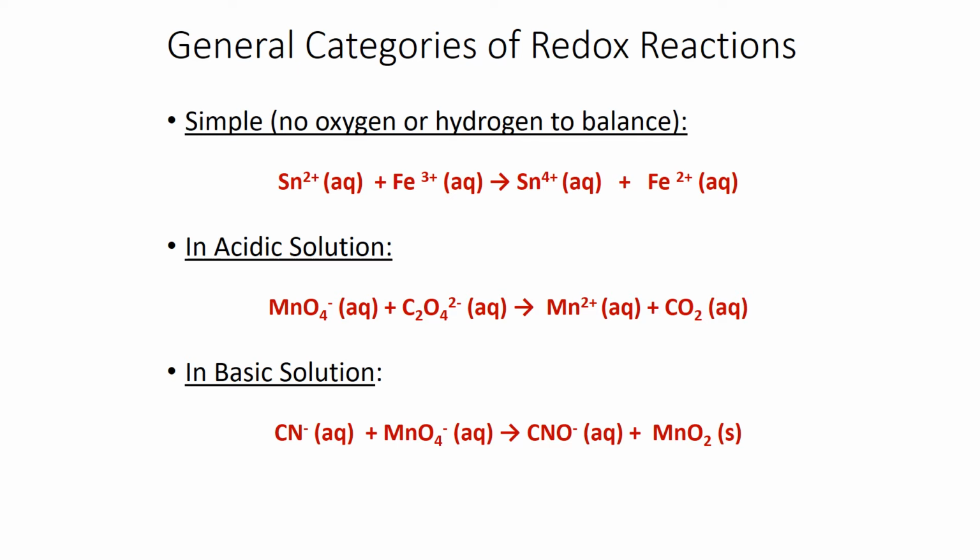In previous videos, you learned how to balance simple redox reactions, ones that don't contain oxygen or hydrogen, following the general steps for balancing. And those involve separating your net reaction into two half reactions, balancing the half reactions by mass and charge individually, and then adding them back together, making sure that the electrons you added to balance the charge actually canceled out when the two half reactions were added together.